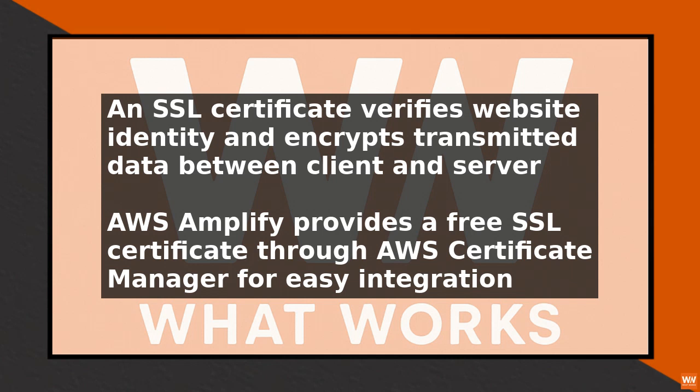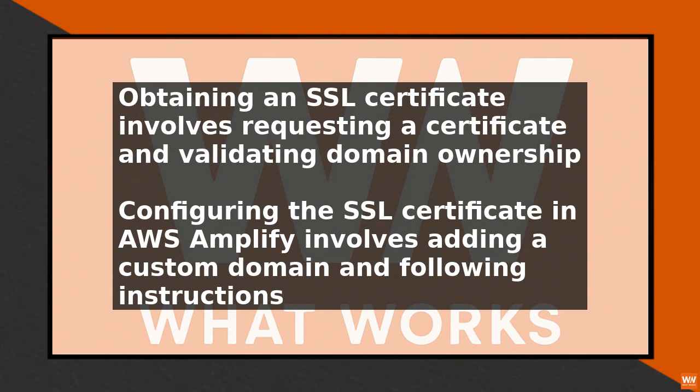Step 3. Configuring SSL certificate in AWS Amplify. Once you have obtained the SSL certificate, you need to configure it in AWS Amplify. Go to the Amplify console, select your application, and navigate to the Domain Management section. Click on the Add a Custom Domain button and follow the instructions to add your domain and configure the SSL certificate.